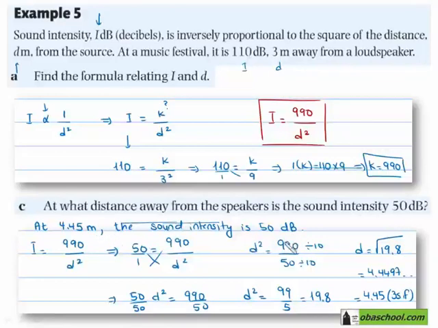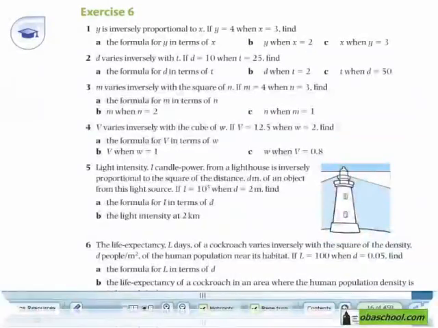So basically, what we have done in this exercise is that we have worked through finding the constant and then found the other variables depending on the situation accordingly. And now, as we progress with the units, we're going to go through more exercises about inverse proportion.